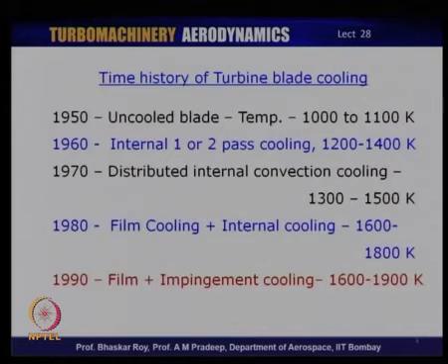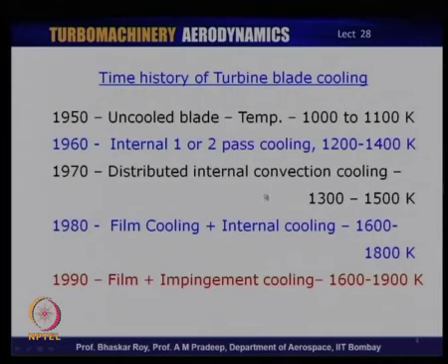Now, if we simply summarize the whole thing, in the 50s the blades were uncooled, the early era of gas turbine engines, and as a result the temperatures were somewhere around 1000 to 1100 K. And then of course, the cooling technologies came, which were internal 1 or 2 pass cooling. We will look at this 1 or 2 pass cooling very soon today, and the temperature could go up to about 1200 to 1400 K, that is about 150 degrees more than was possible without cooling. Later on, the cooling technology developed into internal convection cooling, which allowed a lot more coolant to be used and a lot more elaborate cooling system, and temperature could be pushed to 1300 to 1500 K.